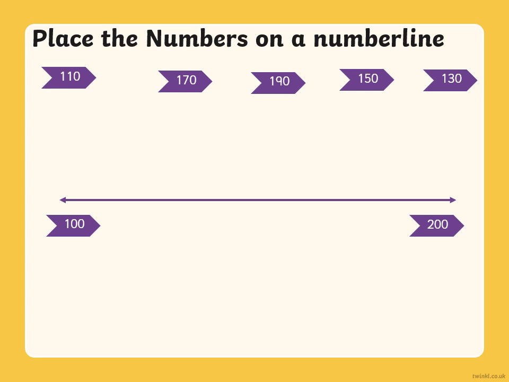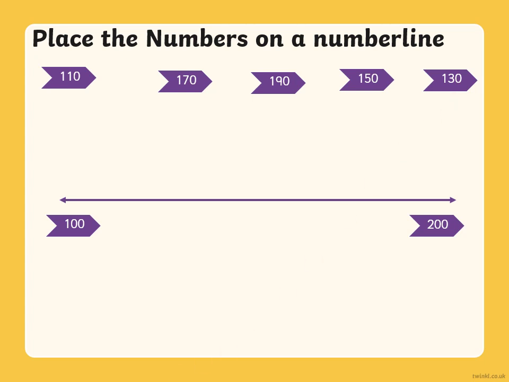Okay, now we're going to place the numbers on a number line. This one is the range from 100 to 200, and we need to sequence the numbers. This time each number has a 1 in the hundreds place. So we're going to be looking at our second number, in the tens place. We've got a 1 for 110, a 7 for 170, a 9 for 190, a 5 for 150, and a 3 for 130.